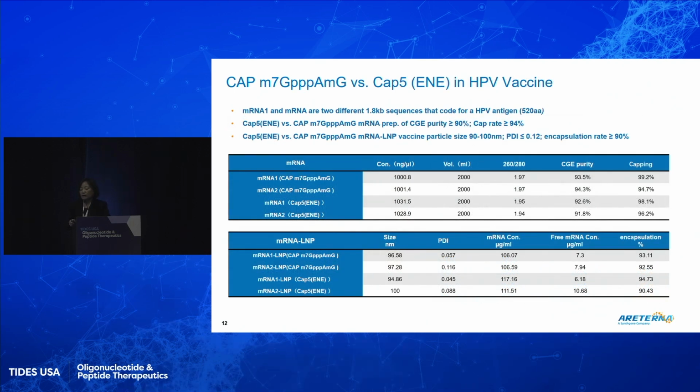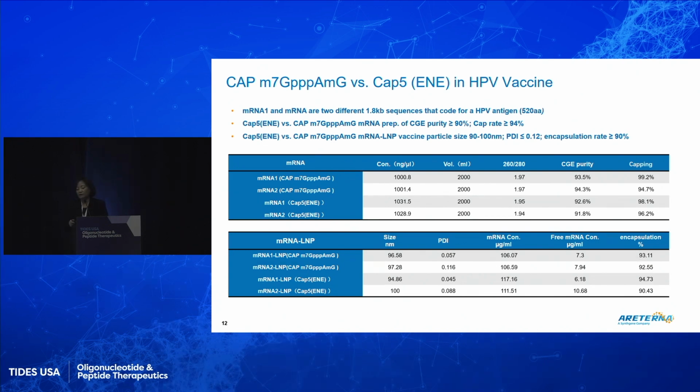And then we also tried the Cap5 ENE in an HPV vaccine. This is a little smaller size. It's 1.8 kb. And we also have 2 different candidates. The top 2 rows are mRNA-1, mRNA-2, using GAG cap. The bottom 2 are mRNA-1, mRNA-2 using Cap5. If you look at the 260-280 ratio, the mRNA integrity and capping efficiency, all 4 constructs are very similar.